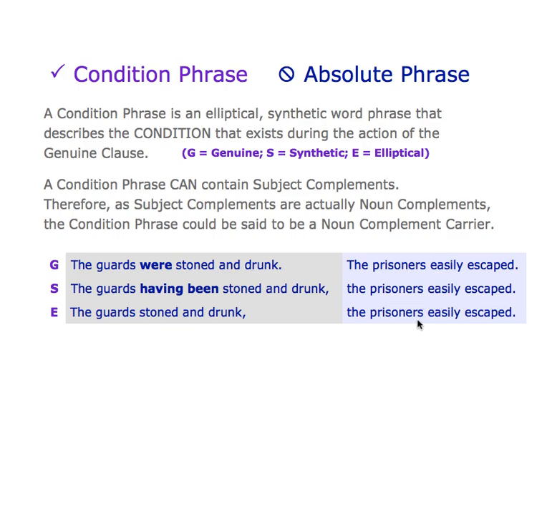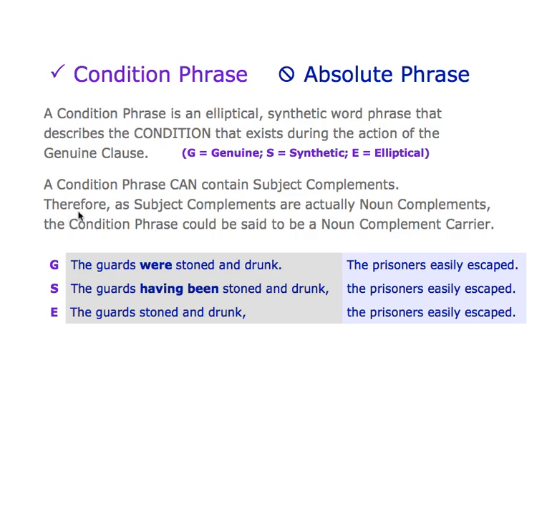The prisoners easily escaped. Well, what was the condition? What was the exact condition going on? Well, the guards were stoned and drunk. So a condition phrase can contain subject complements. Therefore, as subject complements are actually noun complements, the condition phrase could be said to be a noun complement carrier. That's a thing I created, and you'll find that in my other videos.